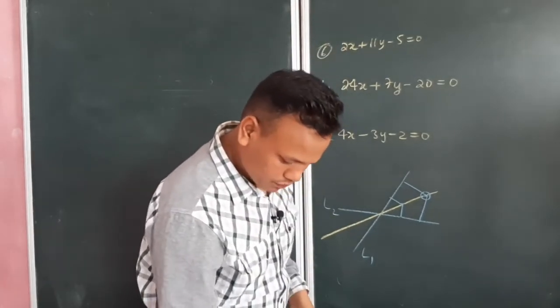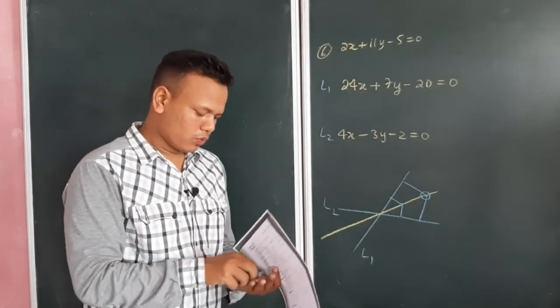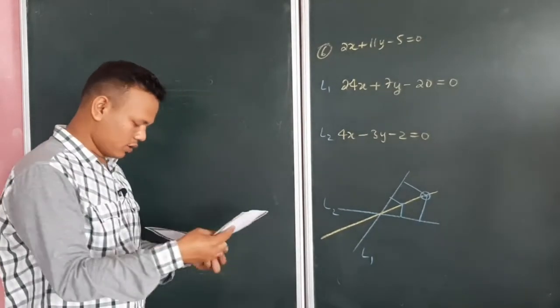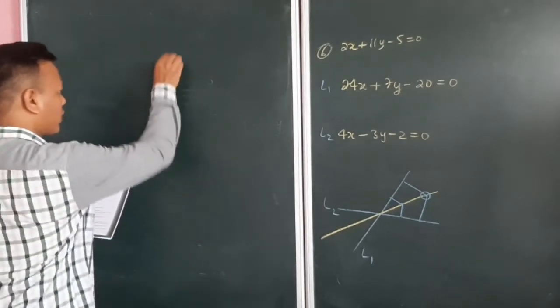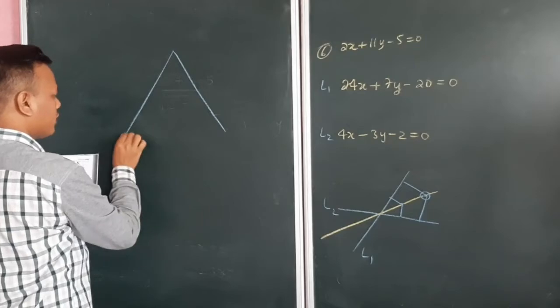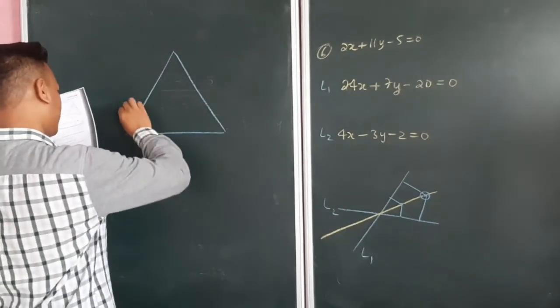Now let me take question number 7. Here also I am giving you a hint. My hint is, a triangle is formed by 3 lines. So let me draw the triangle for you. The triangle is formed using 3 lines, and let me write down the equations.